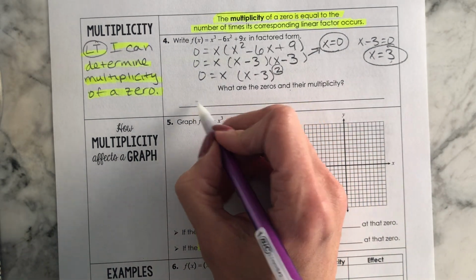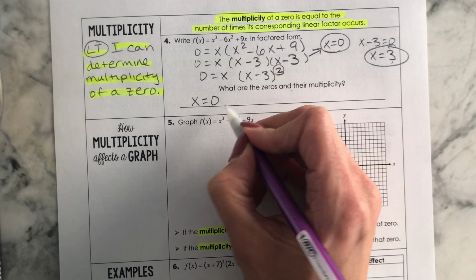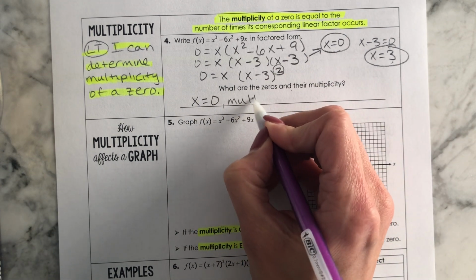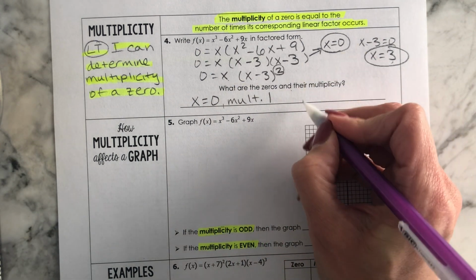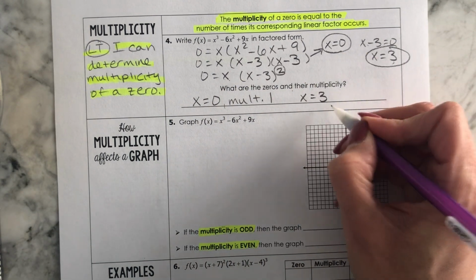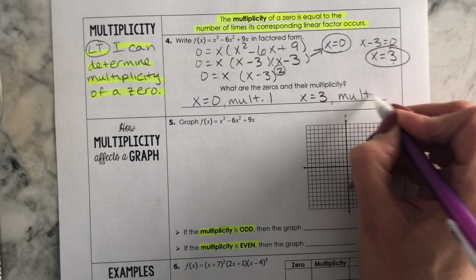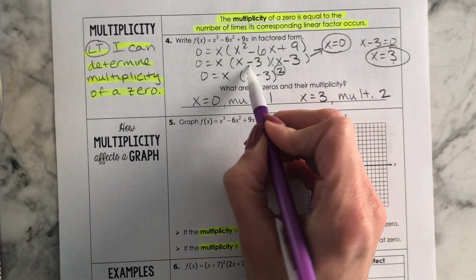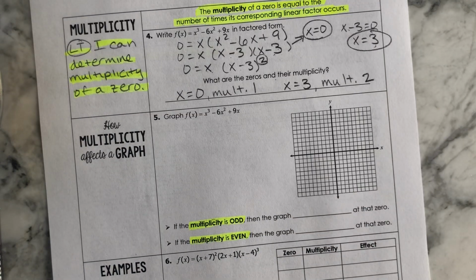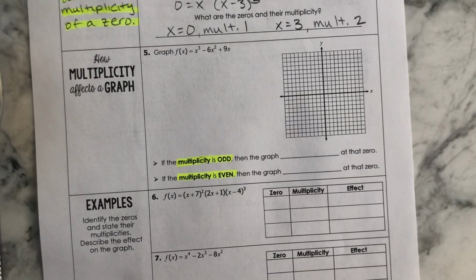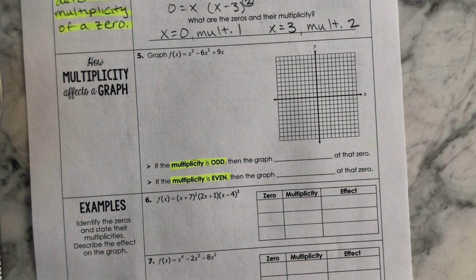So x equals 0 has a multiplicity of 1 because it only occurs once. And x equals 3 has a multiplicity of 2 because it occurs 2 times. So what does that mean in terms of the graph? What does that multiplicity tell us about the graph of the function?